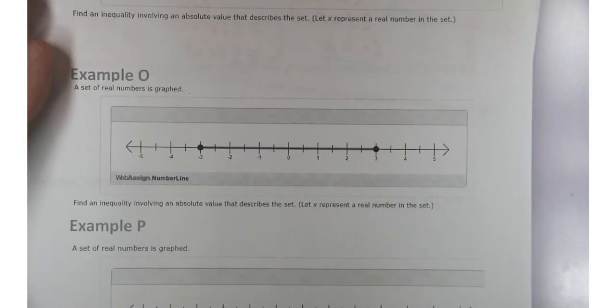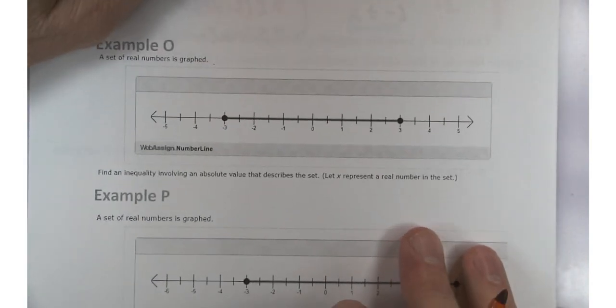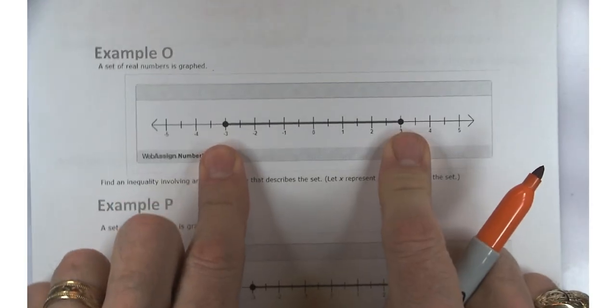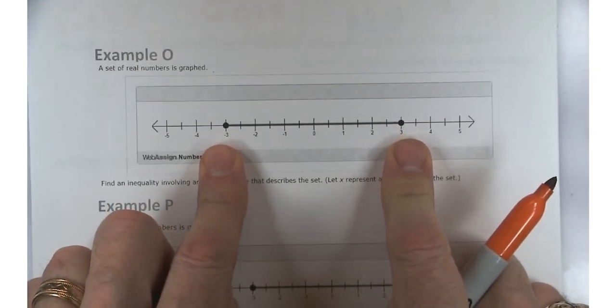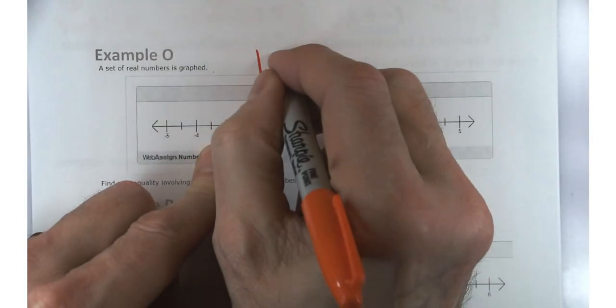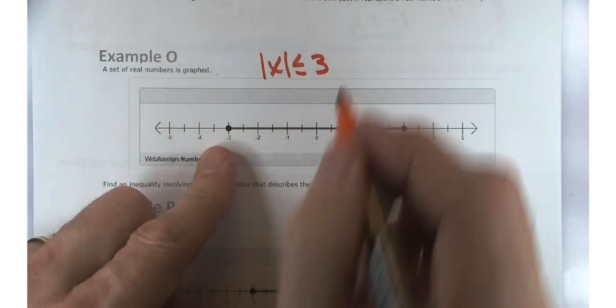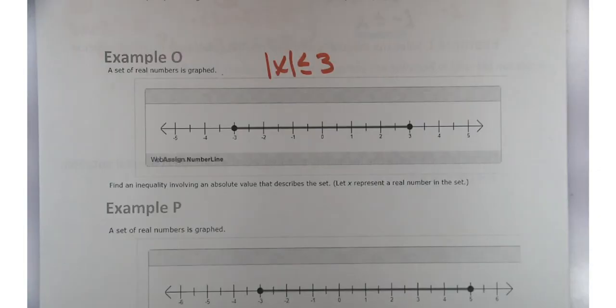How about the one down below? Absolute value of x less than case. Yeah, absolute value of x is less than or equal to 3. Nice. And guess what? We're done with that one. Now it can get a little bit harder.